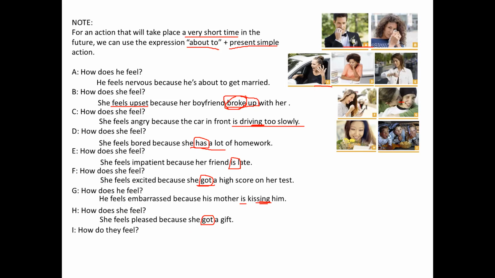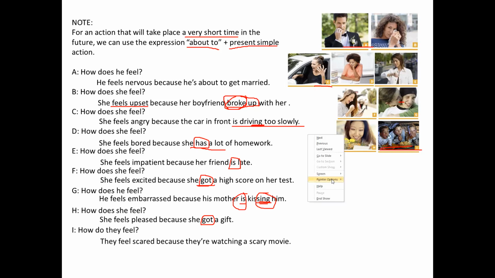And I, how do they feel? This action is happening right now. So we're going to need this be verb ing form, right? How do they feel? They feel scared because they are. Here's the be verb, are. And here's the ing, watching a scary movie. So this is how to answer questions in different tenses. That's past, present, and future.